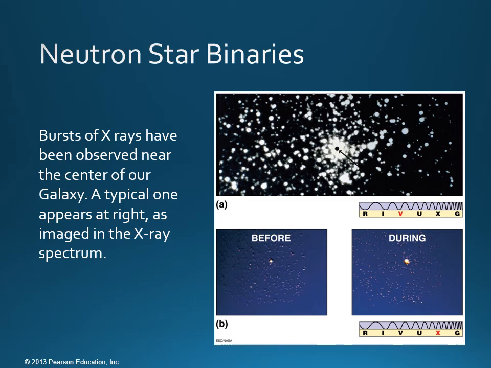Bursts of X-rays have been observed near the center of our galaxy. A typical one appears at right as an image in the X-ray spectrum. These X-ray bursts are thought to have originated on neutron stars that have binary partners. The process is very similar to a nova, but much more energy is emitted due to the extremely strong gravitational field of a neutron star.